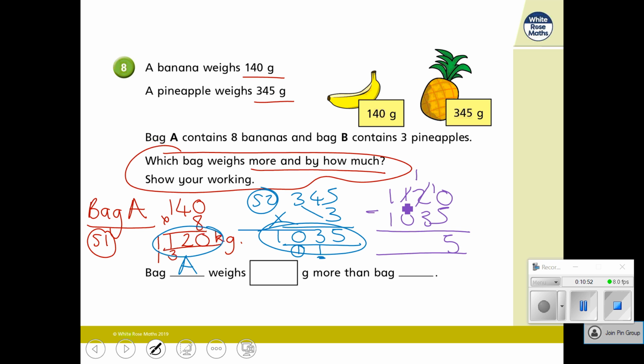We need to change one of our hundreds for 10 tens, which means I've now got no hundreds left, but I have got 11 tens. So 11 tens take away 3 tens is 8 tens. Now over to our hundreds column, 0 take away 0, easy, 0. Thousands, 1 take away 1, easy, 0. So our answer is 85. So bag A weighs 85 grams more than bag B. Phew, that was a tricky one.